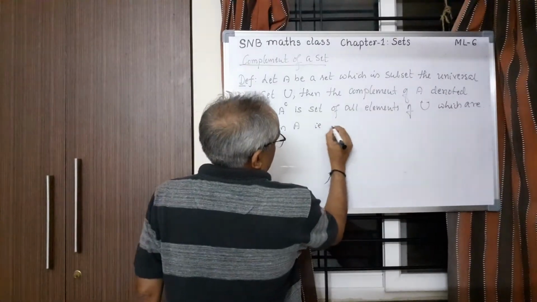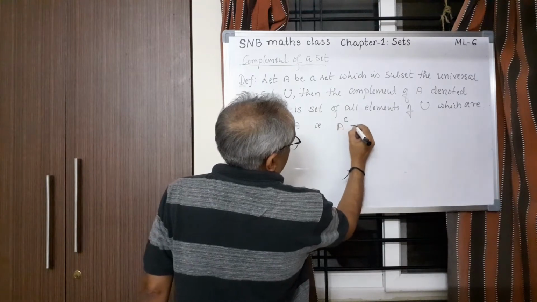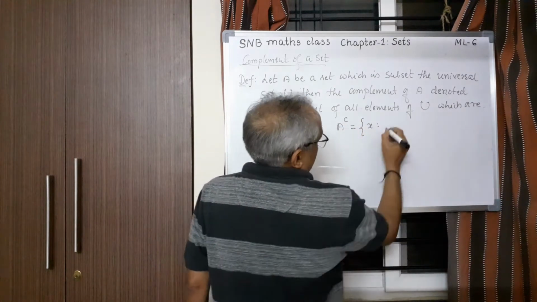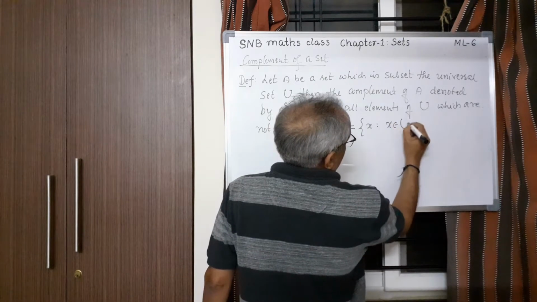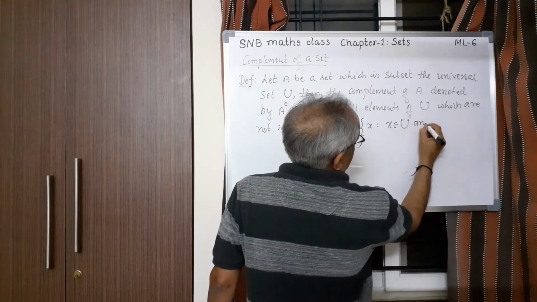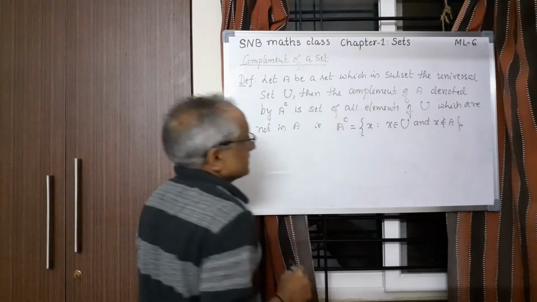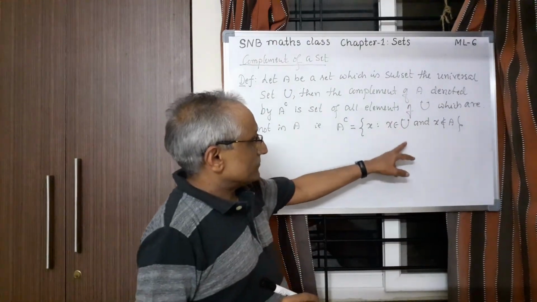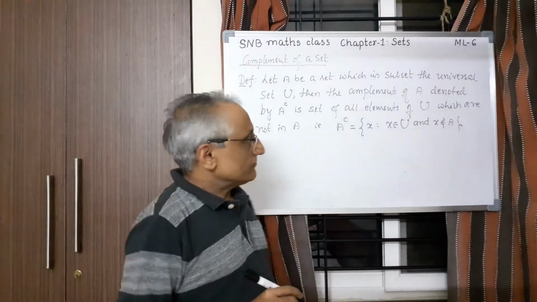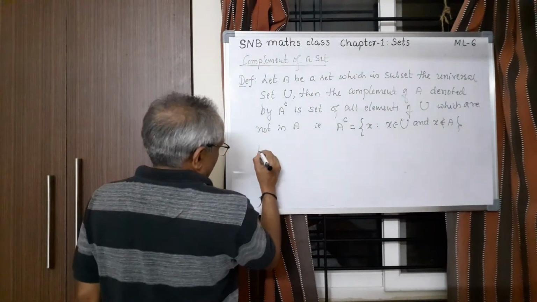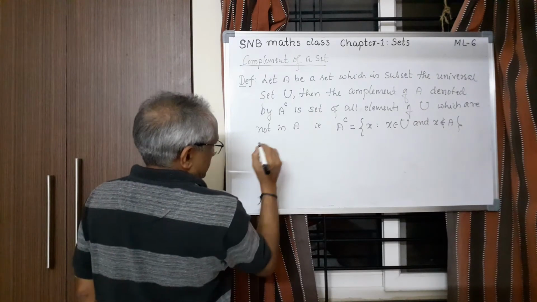So that is A complement equal to, we have to write x such that x should be in U and x should not be in A. So it is the set x such that x is an element of U and x is not an element of A. So already yesterday I have given an example. Let me give one small example here to make the concept clear.